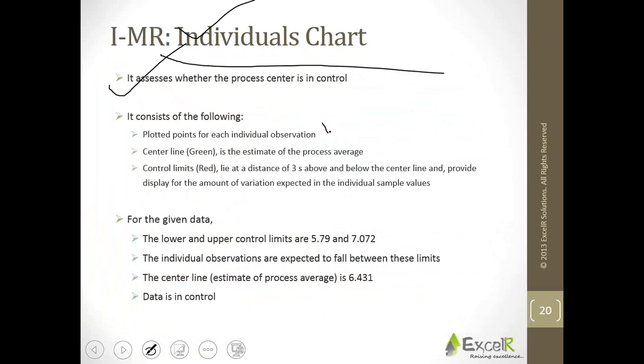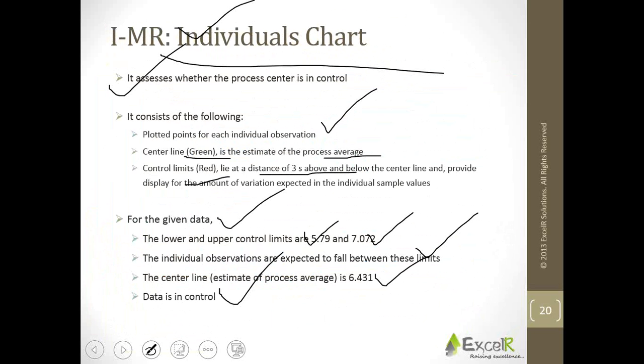It consists of the following: plotted points for each individual observation. It contains the green line, which is nothing but the average. It contains the red line, which is nothing but 3 standard deviations above and below the mean. And for the given data, we get these numbers. None of the individual observations fall outside the limits. This is the center line. Hence, we conclude that data is in control.